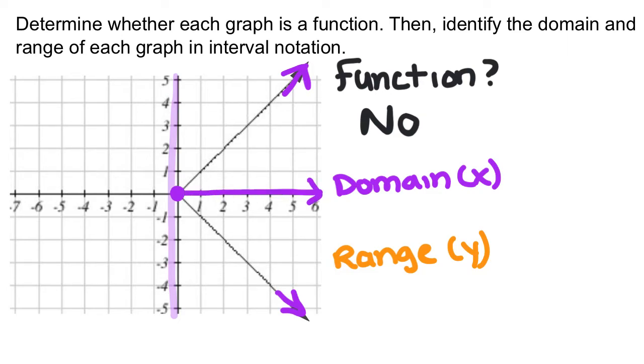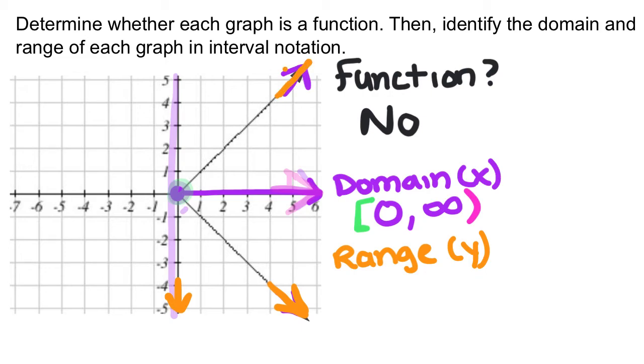So my domain starts at this value of 0. And because it has the arrow continuing forever to the right, it keeps getting bigger, so it extends to positive infinity. Now, since I have a closed circle at 0, I can assume that I would have a bracket, so it includes 0. And then since I have an arrow and it's extending to infinity, I would use a parentheses with my infinity.